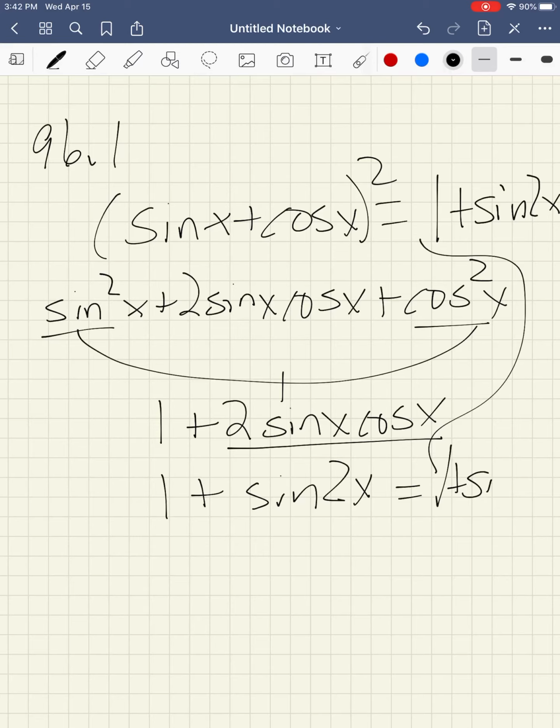But you have to know those identities, guys. You're not going to be able to use them on the test. You're not going to be able to use them on the final. You're not going to be able to use them when you get into calculus, so you need to get used to knowing them. So go back and memorize them if you haven't already.